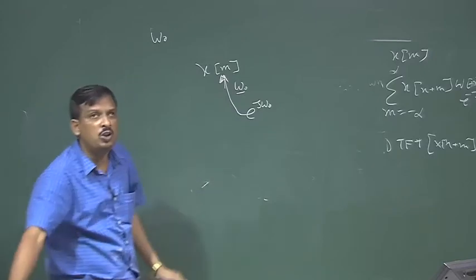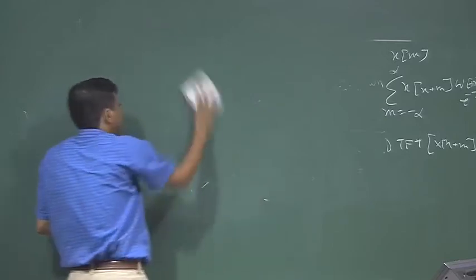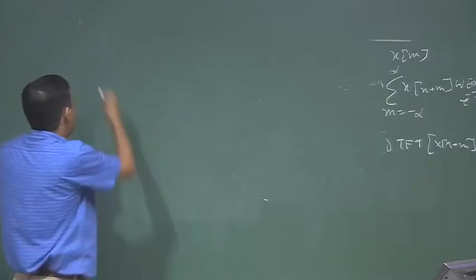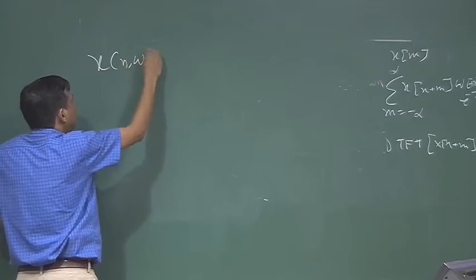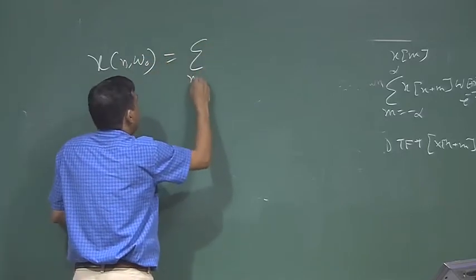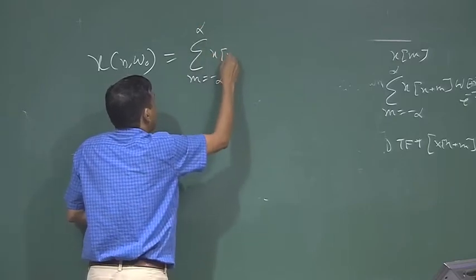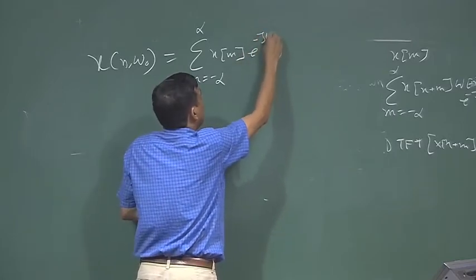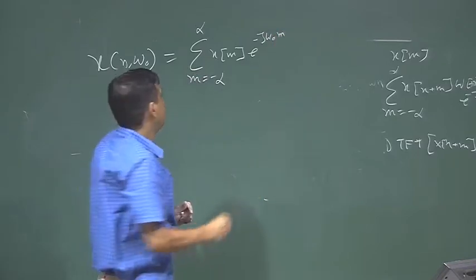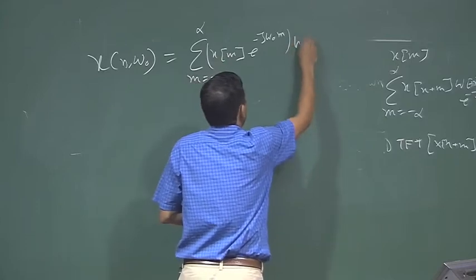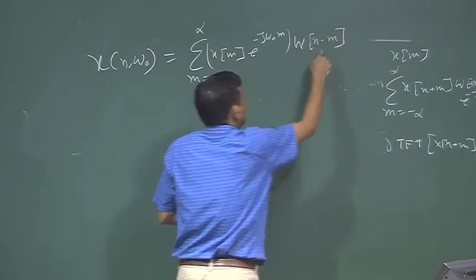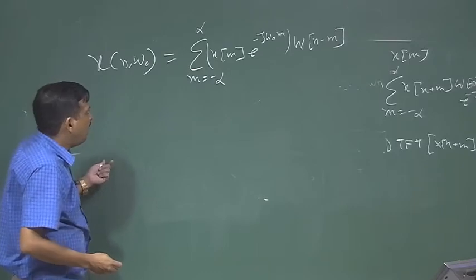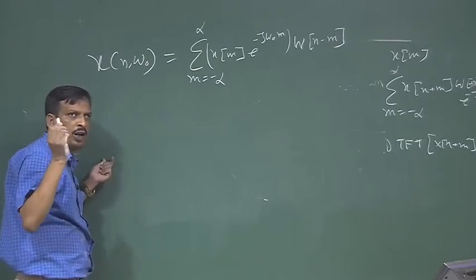Okay. Now, if it is windowed, I have not taken the whole signal at a time. So, I cut the signal using a window. I can say X of n, omega 0, for a particular frequency, is nothing but the sum over m equal to minus infinity to infinity of x of m e to the power minus j omega 0 m. This signal is multiplied by the window. This is my window. Okay or not?